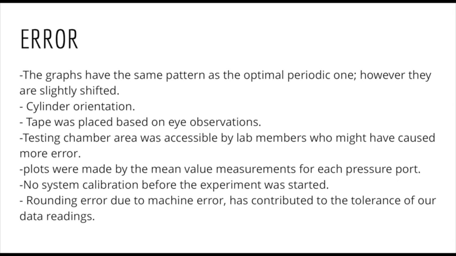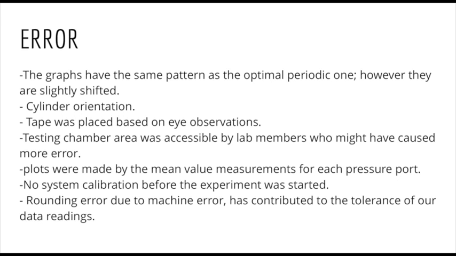The graphs have the same pattern as the optimal periodic one. However, they seem slightly shifted to the right. This can be due to the orientation of the cylinder and the exact location of the pressure ports. There must be a tolerance in the degree accuracy. Group members came in and out of the test chamber in order to apply the surface tape. There is a high possibility that they accidentally displaced the cylinder enough to cause false readings.